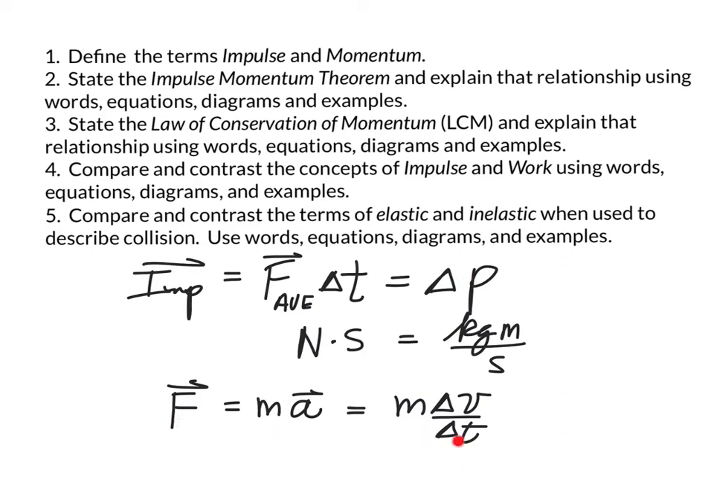And if you're really on your game, you'll point out that it comes from Newton's second law, which says that the net force acting on any object is the mass times the acceleration. And if we write out the acceleration as delta v over delta t, then we get this relationship. And for the units, you can point out that the units of impulse are newton seconds, but that is equivalent to kilogram meters per second.